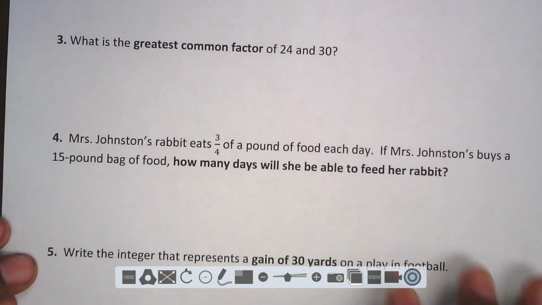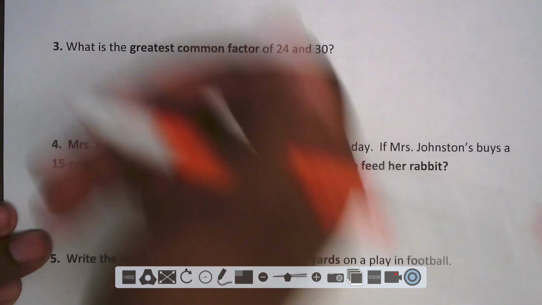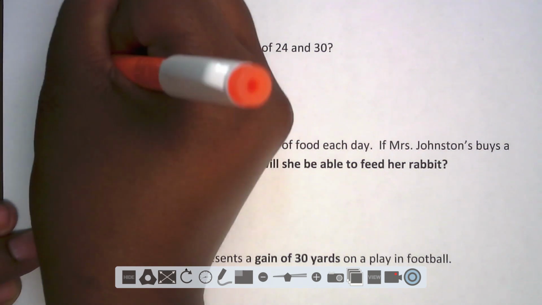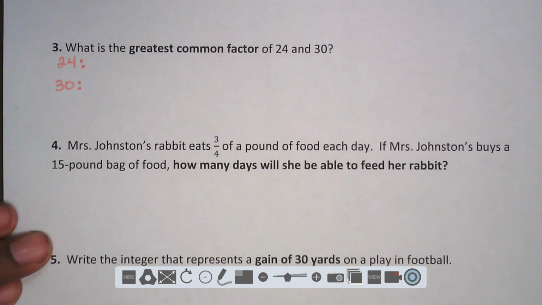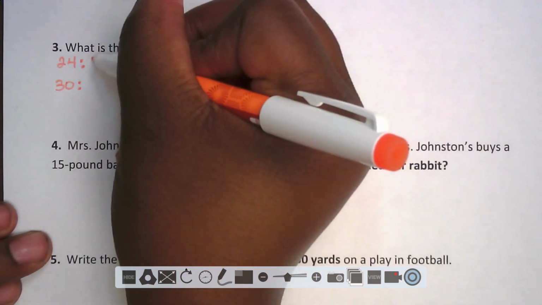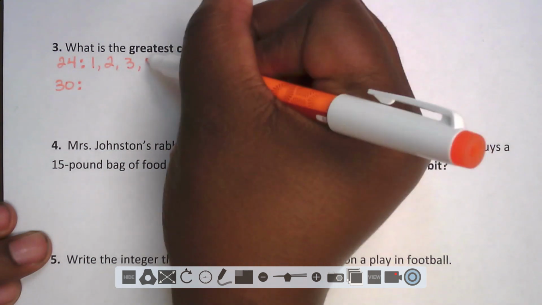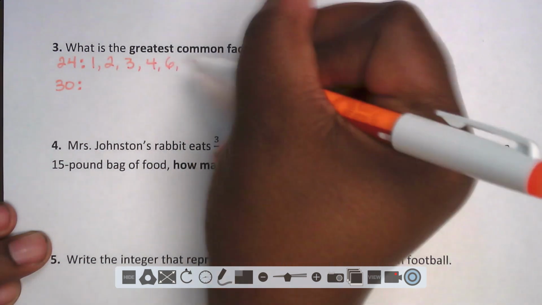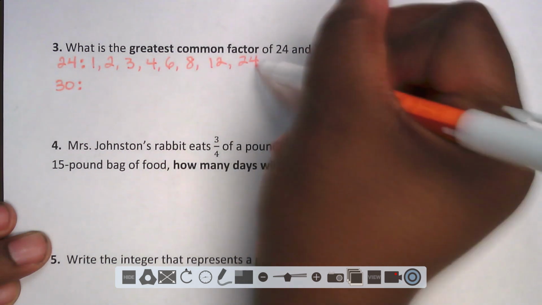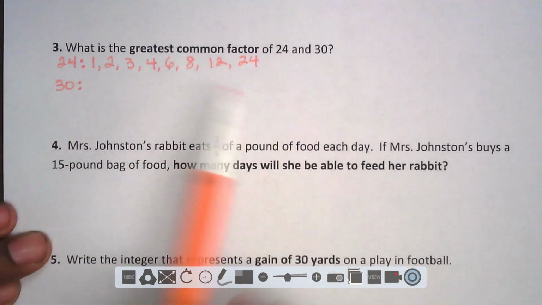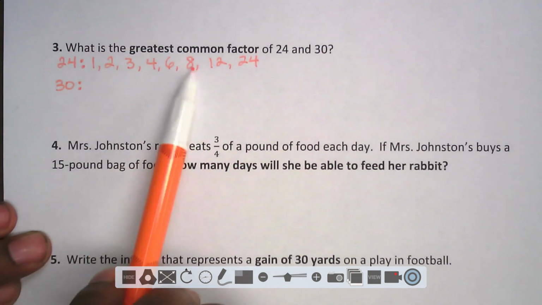All right, number 3, what is the greatest common factor of 24 and 30? So I'm going to use the listing method and list out the factors of both of these numbers. So I know that 24 can be divided by 1 and 2 and 3, 4, 6, 8, 12, and 24. And let me check my pairs just to make sure. 1 times 24 gives me 24. 2 times 12, 3 times 8, 4 times 6.